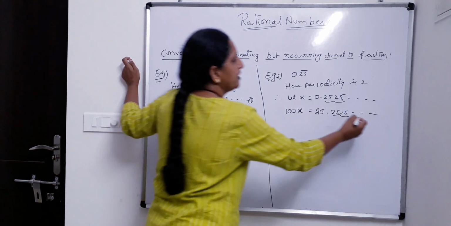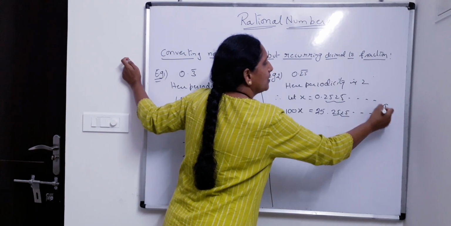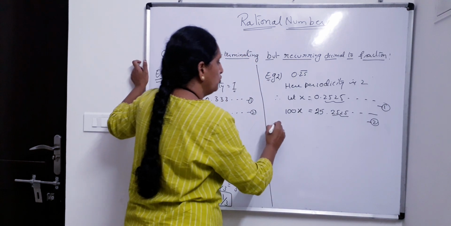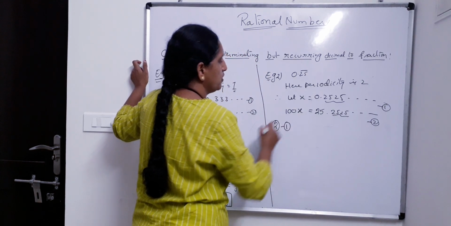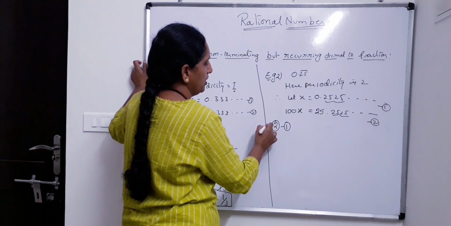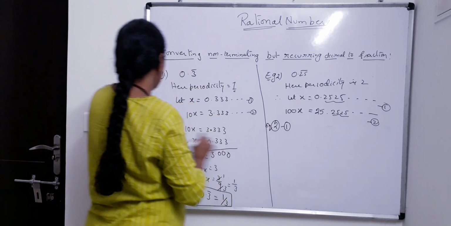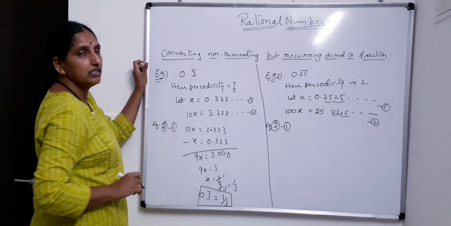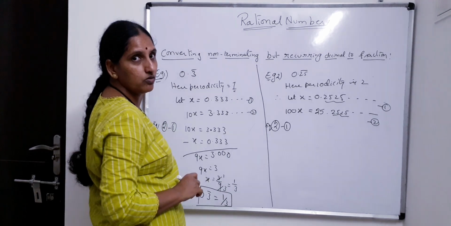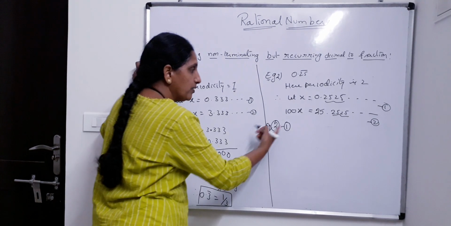Right. Now let this be equation 2. Let this be equation 1. Now do 2 minus 1, equation 2 minus equation 1. When you are putting it in the circles, it means that they are equations. You can't write 2 minus 1, since 2 minus 1 is 1. So equation 2 minus equation 1.